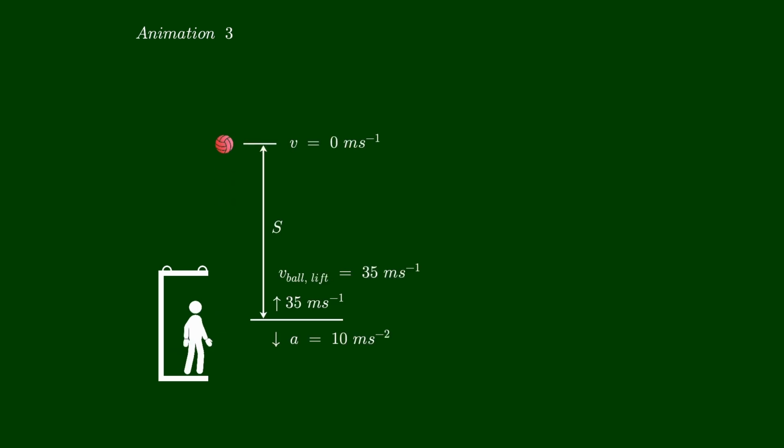We need to calculate the height of the ball relative to the lift in order to know the maximum gap between the ball and the lift. The maximum gap occurs when the velocity of the ball is 0 relative to the movement of the lift. The velocity of the ball, relative to the lift, is 35 meters per second. The velocity of the ball is 0, at the maximum gap, between the ball and the lift. We can use this kinematic equation, to find the maximum gap. The maximum gap, between the ball and the lift is 61.25 meters.